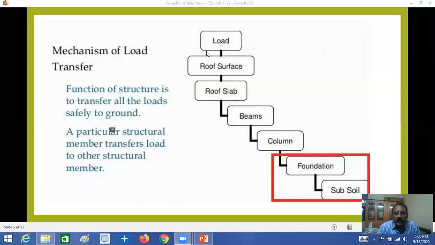So in any case, in our designs we should always care about safety, and we will also see the economy of structures, and also safety, serviceability, durability. These are important terms in our designs. So, as I explained, load will transfer from top to the subsoil.